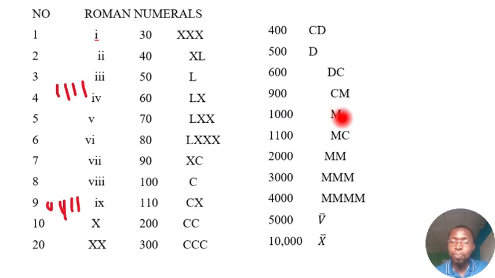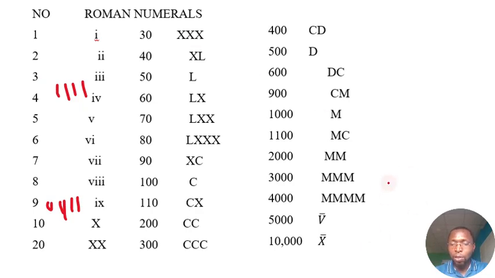And then 1000 is M. 1100 will be 1000 plus 100, that is MC. 2000 will be 1000 plus 1000, that is MM. Okay, and 3000 is MMM. Okay, that's 1000 plus 1000 plus 1000. Then 4000 is MMMM. Now this is violating the rule, but it's still acceptable. But the proper way to write 4000 is this.